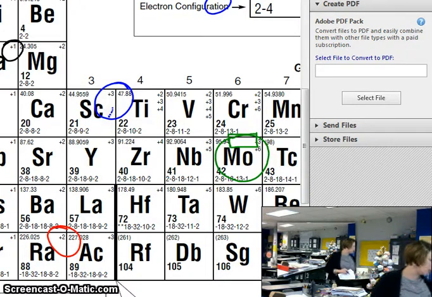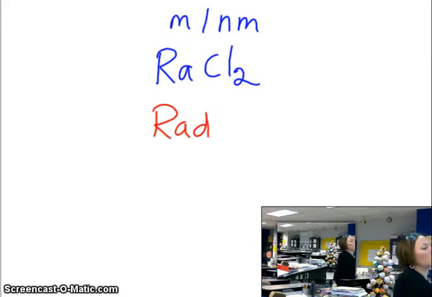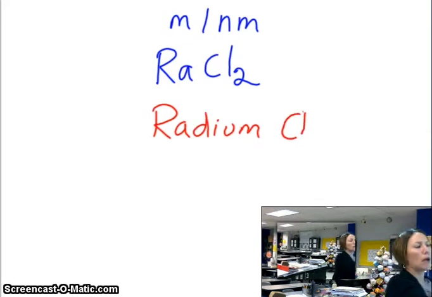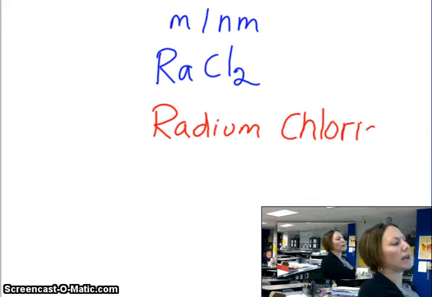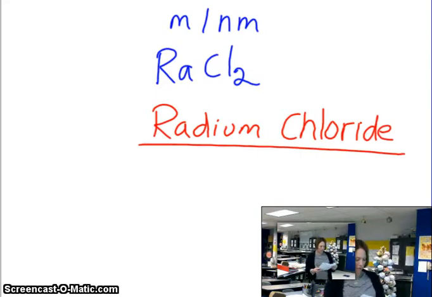So what we do then is we do not need parentheses. We name our metal, radium. You name your non-metal, drop the ending, and add IDE. Radium chloride is the name of that compound.